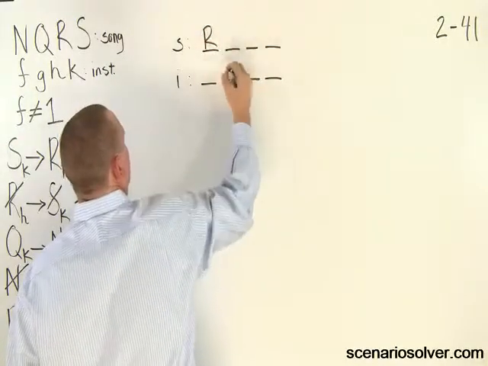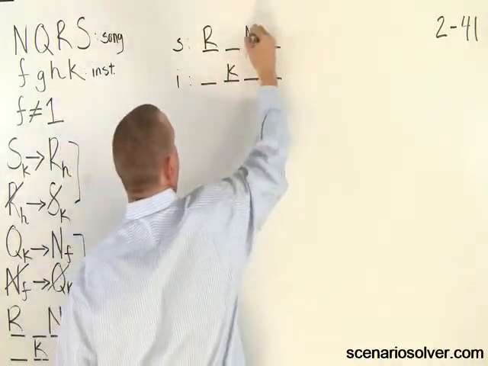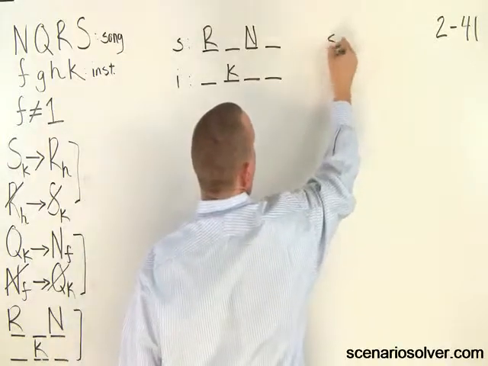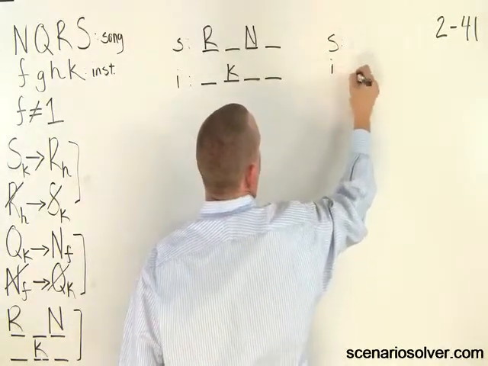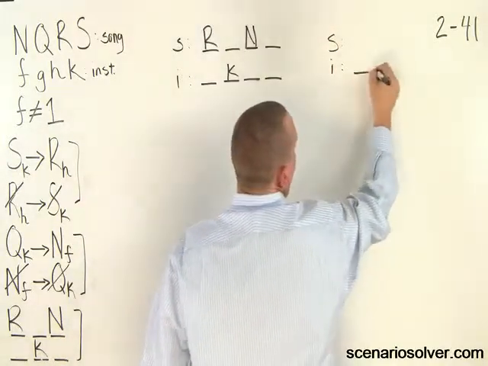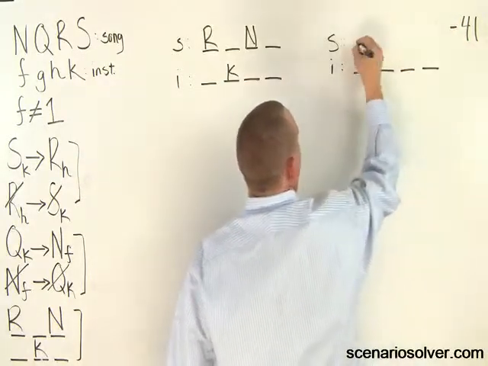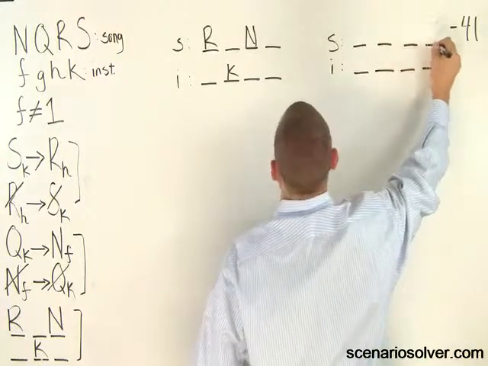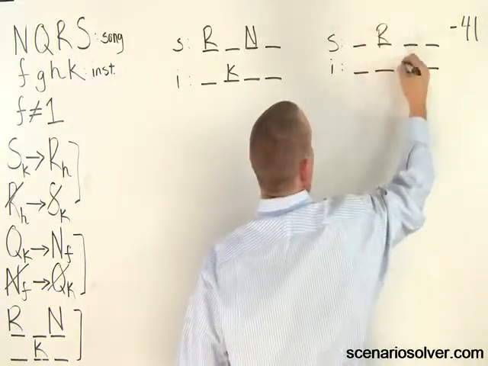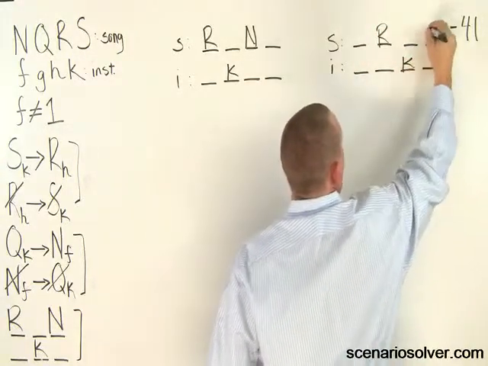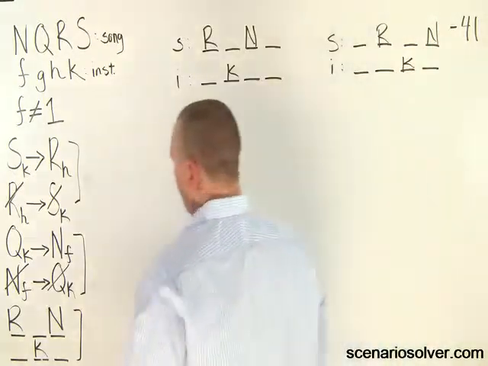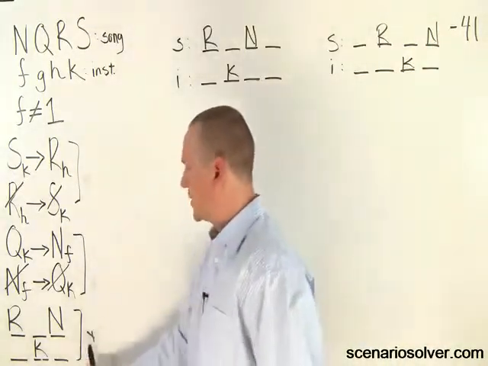We have R, K, N, and then we move it over to R, K, and N. Okay, that is complete.